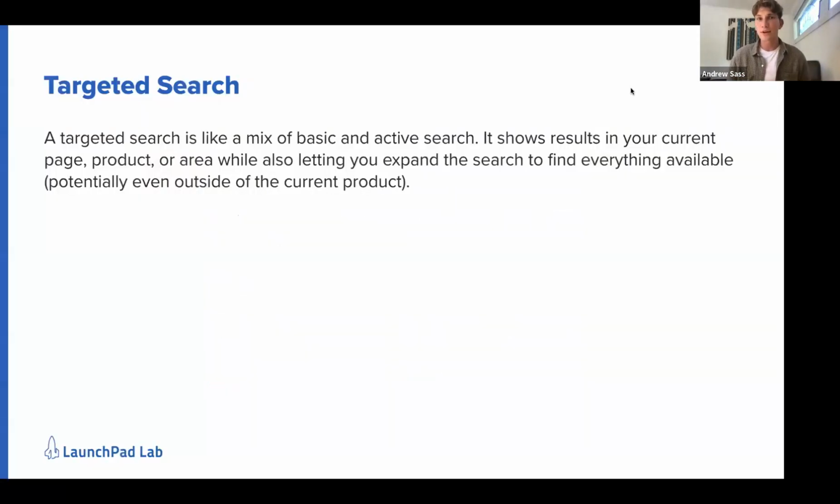Cool. And then the last one to go over would be a targeted search. It's a mix between a basic and an active search. This one's a little bit tricky to explain without some visuals, but essentially it's great for a huge catalog of information. If you have subsections, think of a Notion or a help center, things like that. It allows you to expand the search outside of just the general product someone's working in right there.